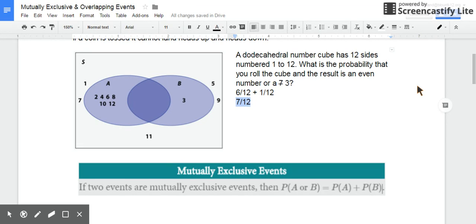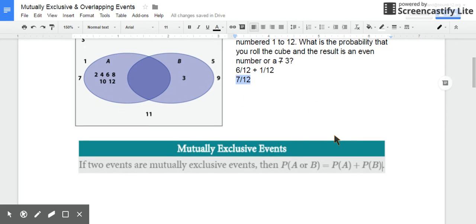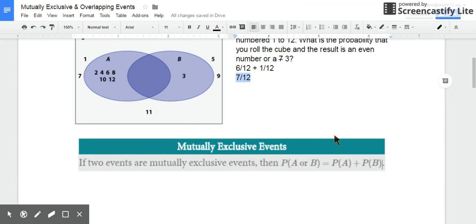So this is your answer right there. That is mutually exclusive events because there is no overlap. We don't have an intersection right here. When we have some overlap, we need to account for that. Remember, as we were writing the union yesterday, we didn't list the intersection part twice. We only did it once.